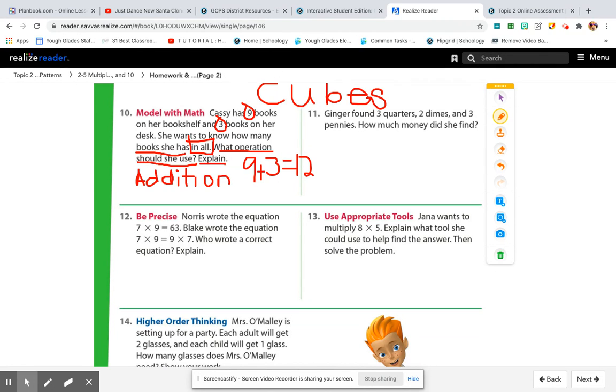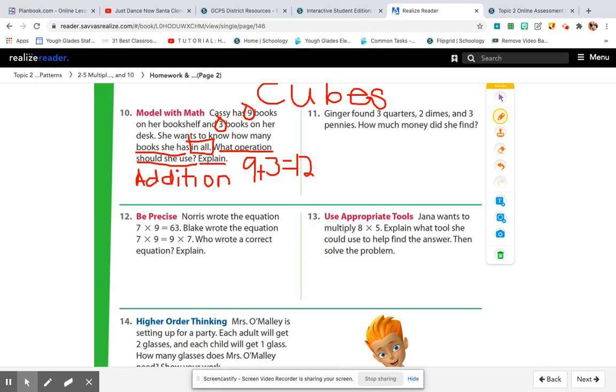9, 10, 11, 12. I just checked my answer. Remember to always check your problem's answers. So notice how I checked my answer by adding on. I went ahead and solved my problem, and then I said 9, 10, 11, 12 to check it. Now, it says explain. I'm not going to write on here how I would explain it. You have to write on your book how you would explain it. How would you explain that?